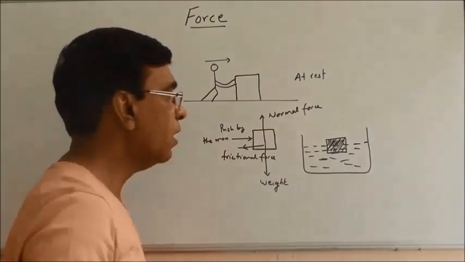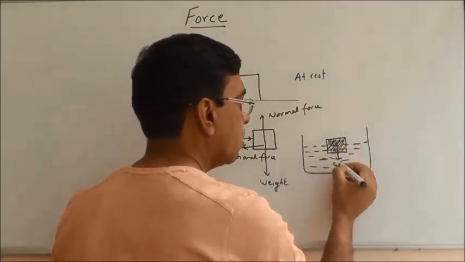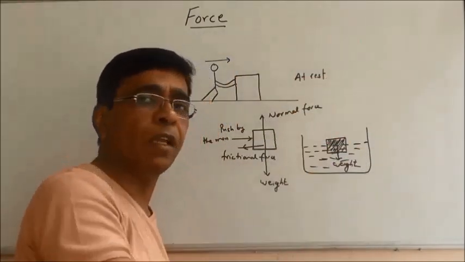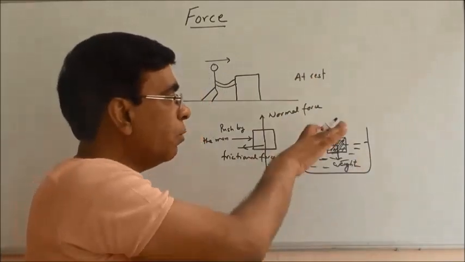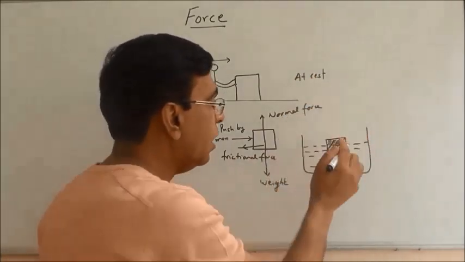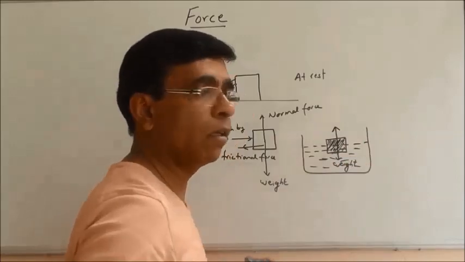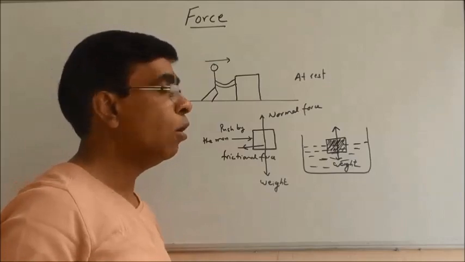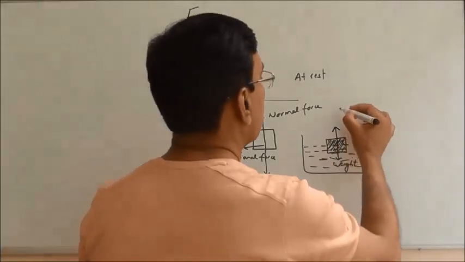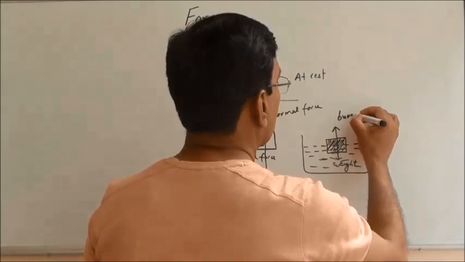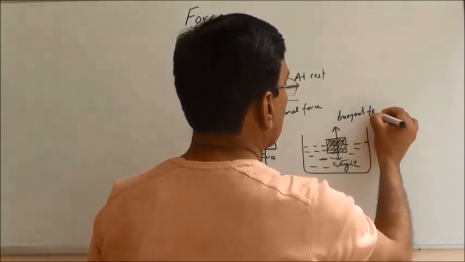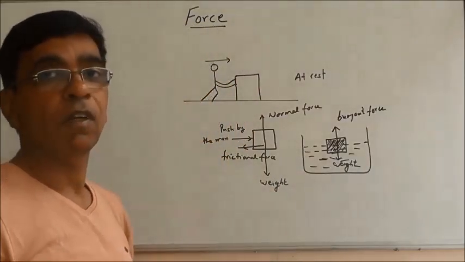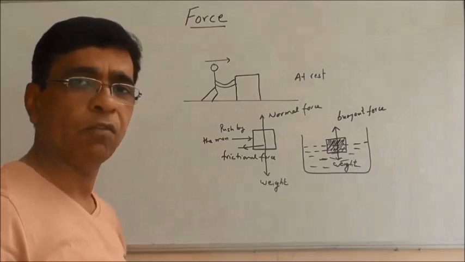So how many forces are acting again? Weight is downward, but if this is the only force on it, it will sink. And if I am saying it is floating, it means the net force on it is zero. So there is a force in the upward direction. We call it buoyant force, or even upthrust. Upthrust or buoyant force, it is the same thing.